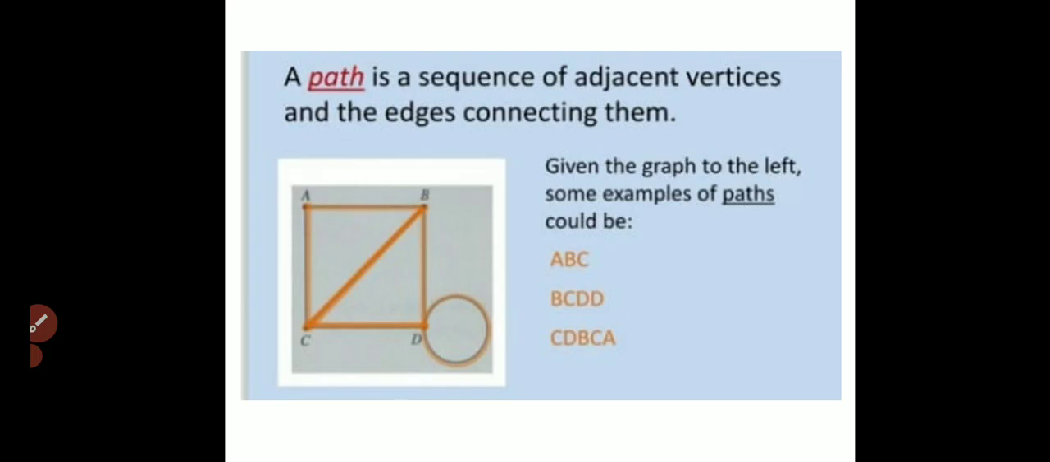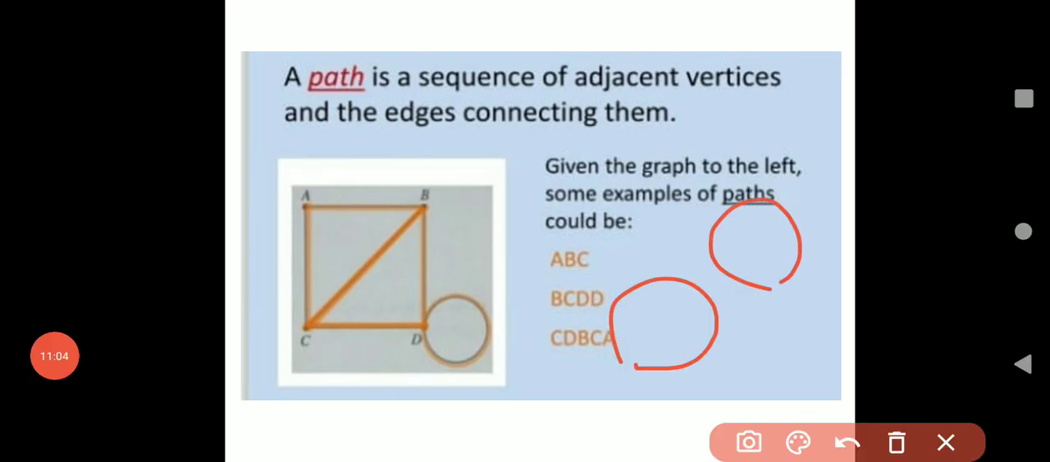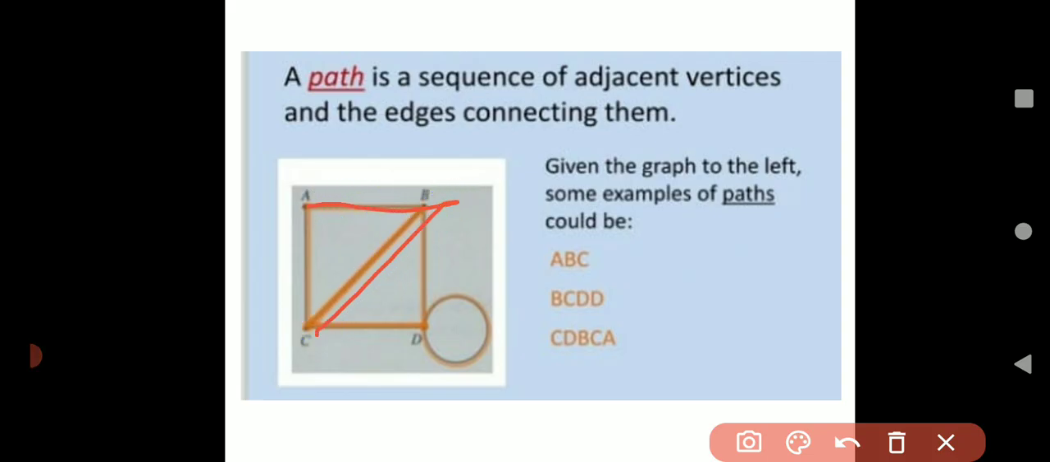So here we have some examples of path. A, B, C is a path. A to B to C is a path. And start with B, B, C, D. Again we travel this loop and D. This is not a path, since here we repeat the vertex D, so this is a walk. And this is not a path since C is repeated. So this is a walk, not a path.